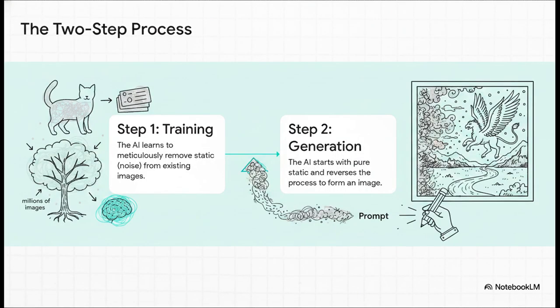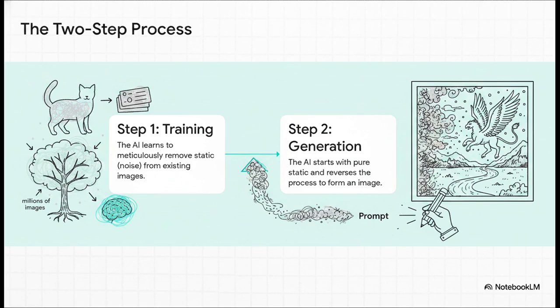So let's break that down. Step 1 is training. The AI looks at millions of clean pictures and gets really, really good at removing noise from them. It learns precisely what makes a mountain look like a mountain or a face look like a face. Then comes step 2, generation. And this is where your prompt comes into play. The AI starts with a fresh canvas of nothing but random noise, just pure static.